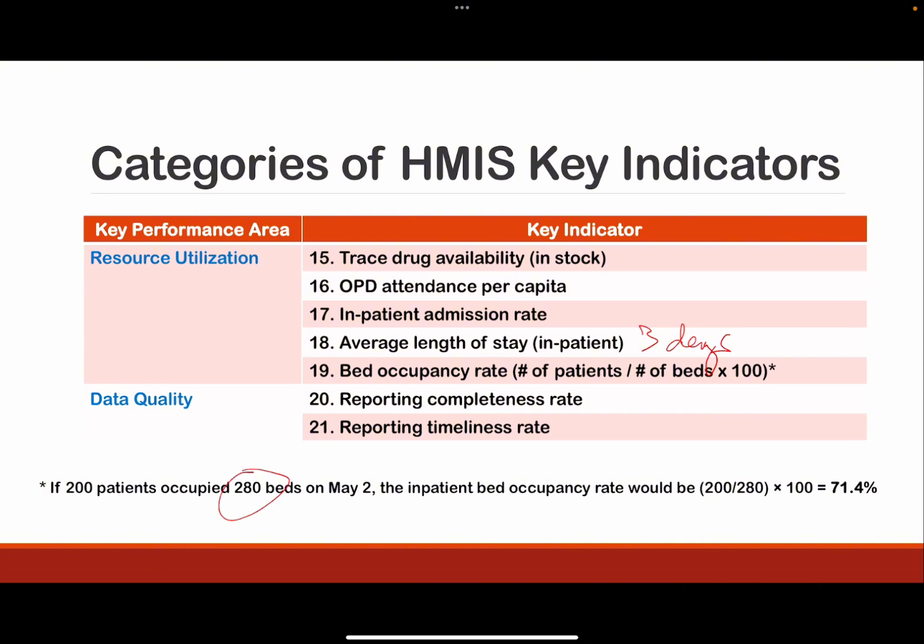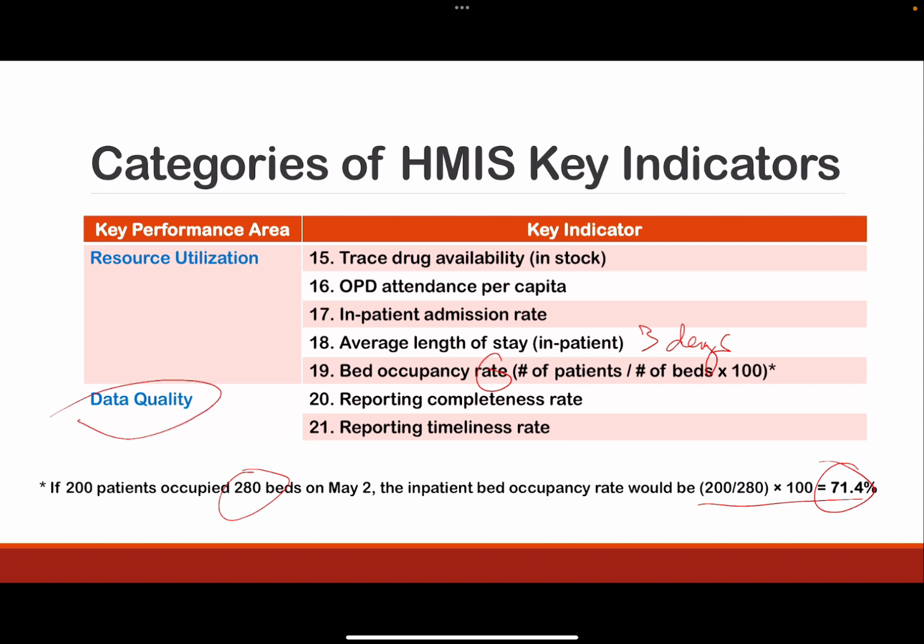sige, dito na lang tayo. For example, 280 bed capacity hospital. If 200 patients nag-occupy dito sa 280 bed capacity hospital, then what is the bed occupancy rate? So, i-divide lang natin siya. So, 200 divided by 280 times 100, the answer now is 71.4% yung rate natin.